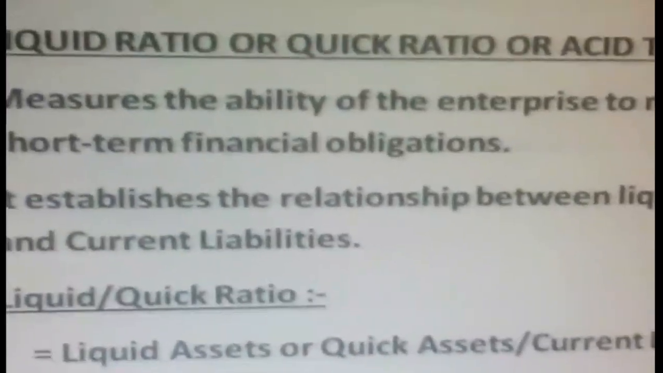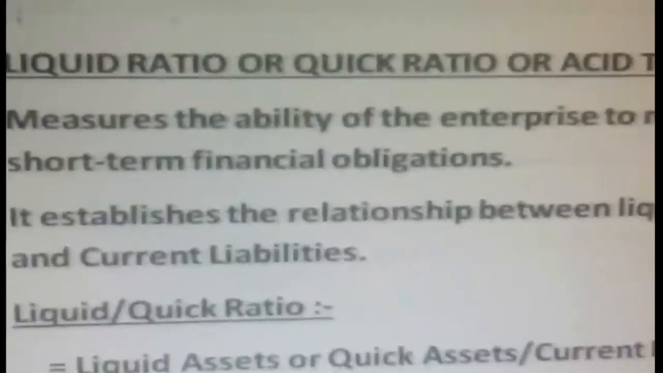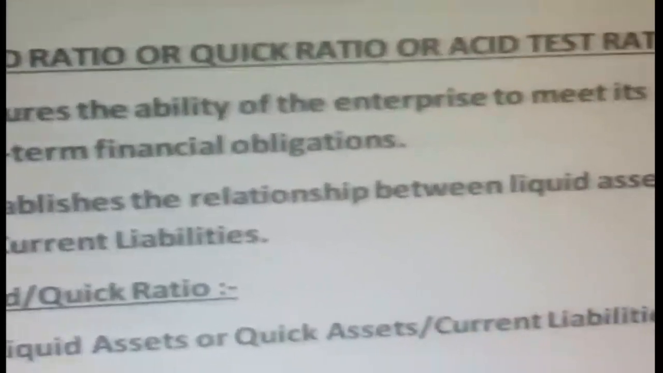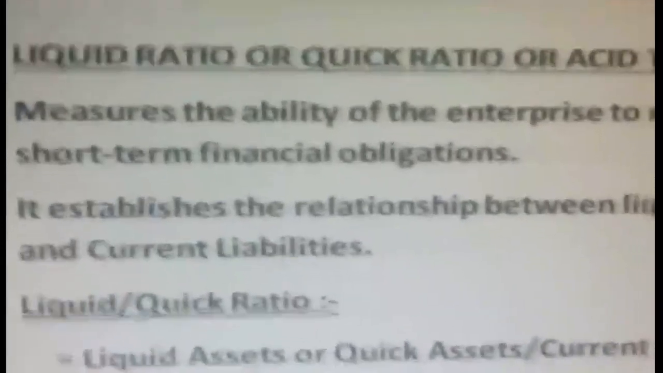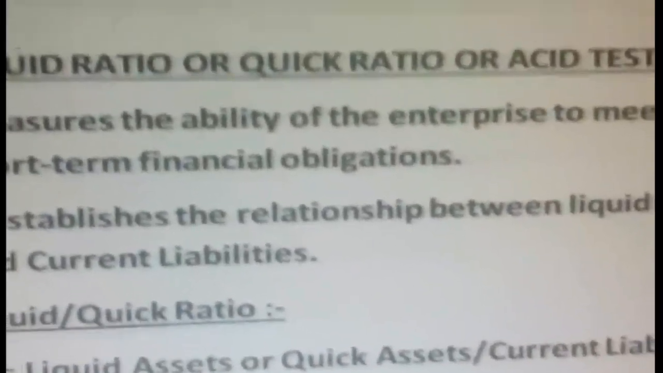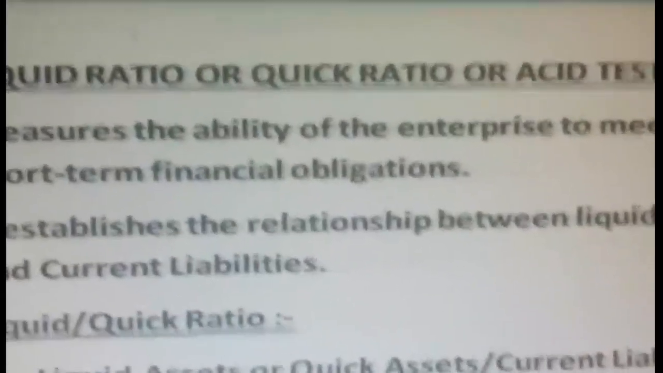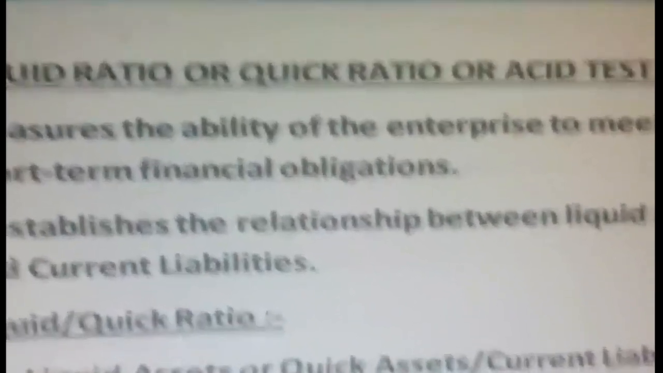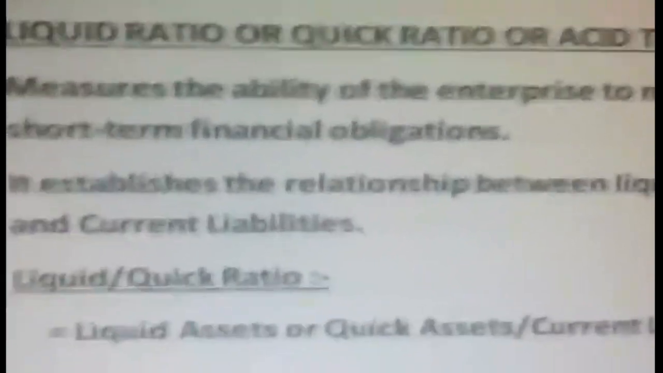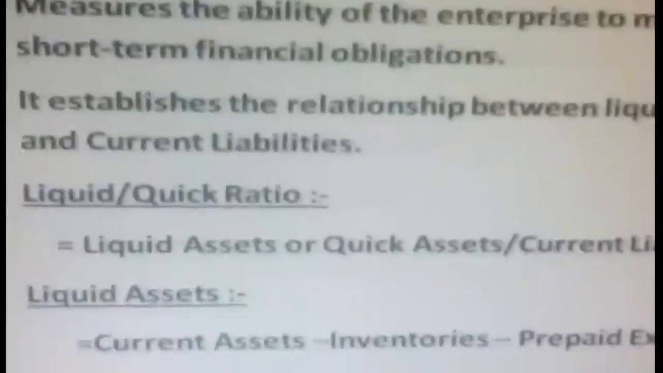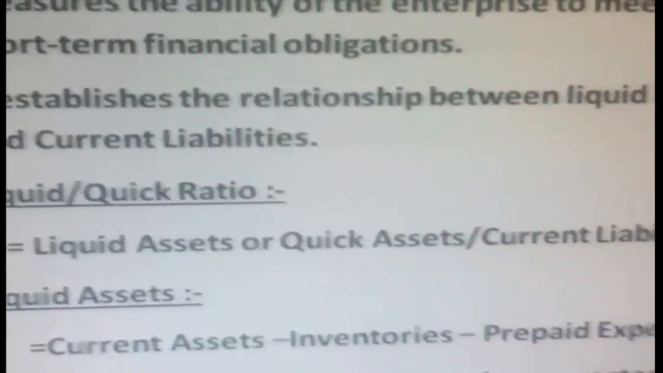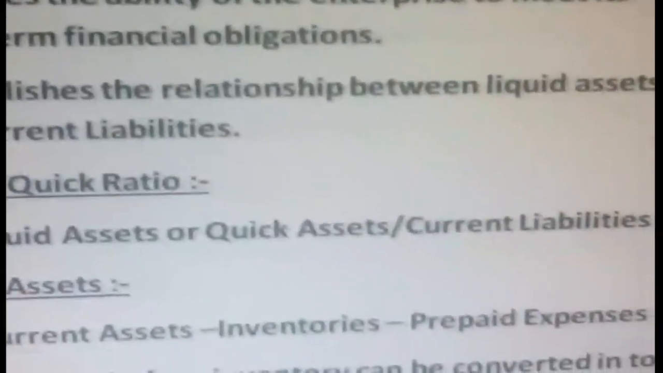its short-term financial obligations. Okay, in the same manner as the current ratio, it establishes the relationship between liquid assets and current liabilities. Here we can easily understand: if you understood current ratio, liquid ratio is very easy. The only idea is that quick assets are current assets minus inventories. Okay, here see the formula. Liquid ratio, also called quick ratio, is equal to liquid assets or quick assets divided by current liabilities.